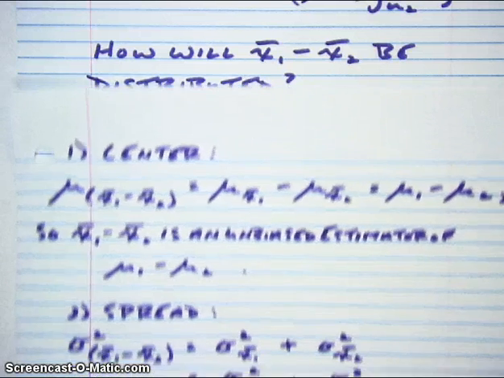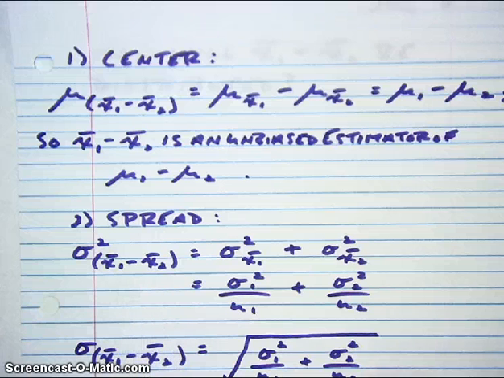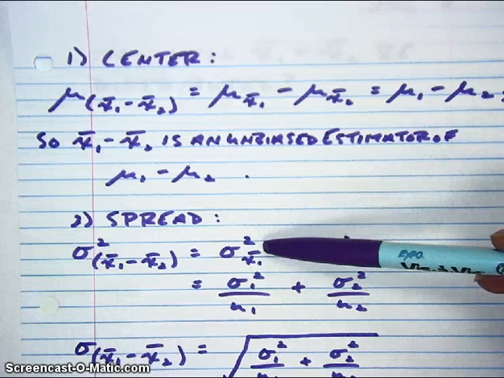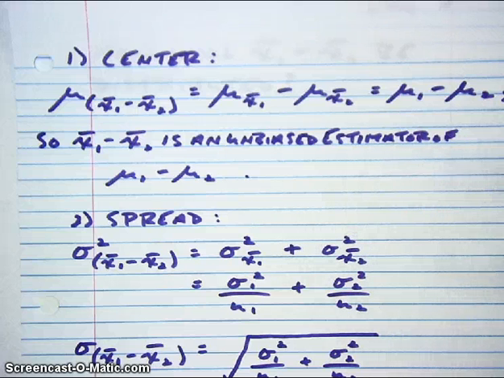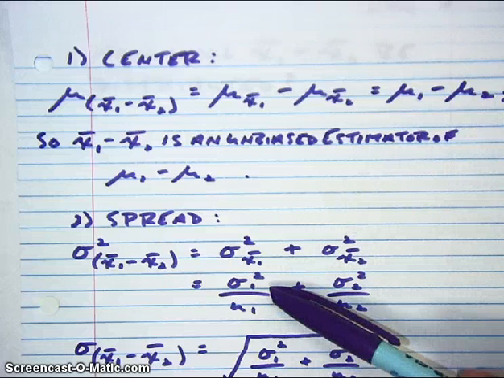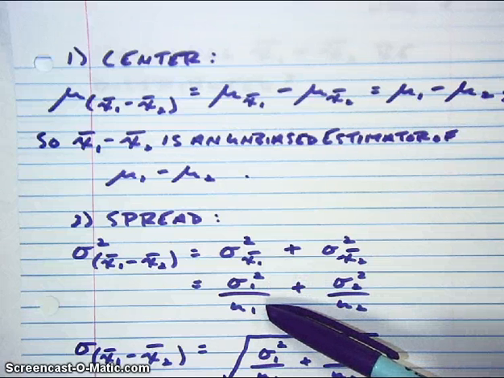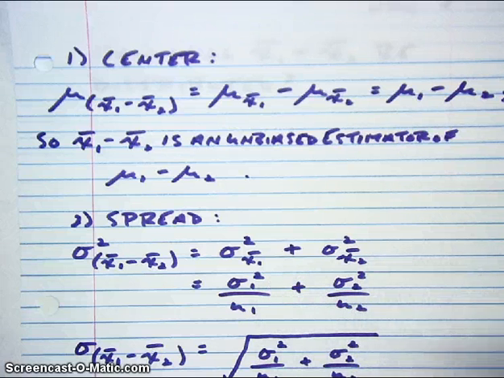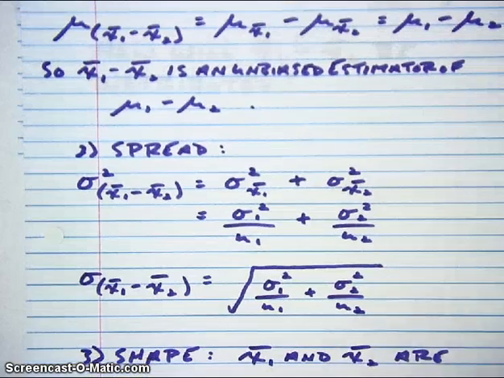And in terms of the spread, we use our rule for variances. The variance of x1 bar minus x2 bar is the sum of the variances of x1 bar and x2 bar. Remember, variances always add. And each of these variances is equal to the population standard deviation squared divided by the respective sample size. Then to get the standard deviation of x1 bar minus x2 bar, we just take the square root of that expression right there.